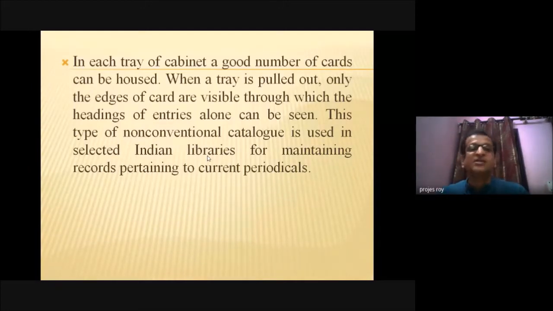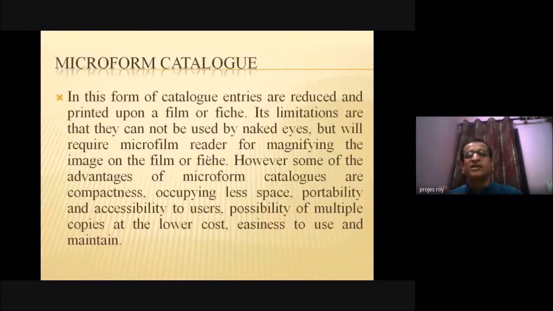Then microform catalogs. In this form of catalog, entries are reduced and printed upon a film or fiche. Its limitation is that it cannot be used with naked eyes, but requires a microform reader for magnifying the image of the film or fiche. Now here, this is a kind of film. You have to put it in a device, otherwise you cannot see.